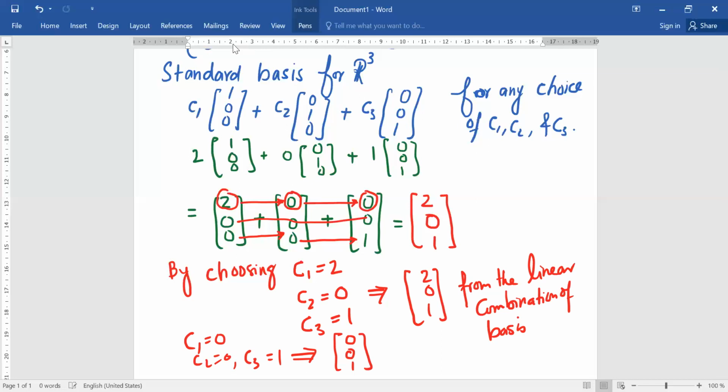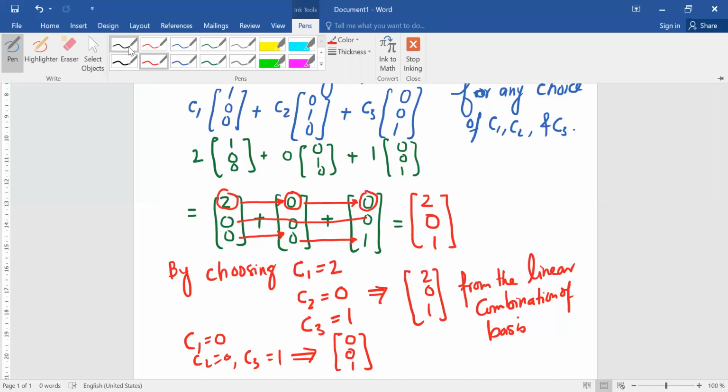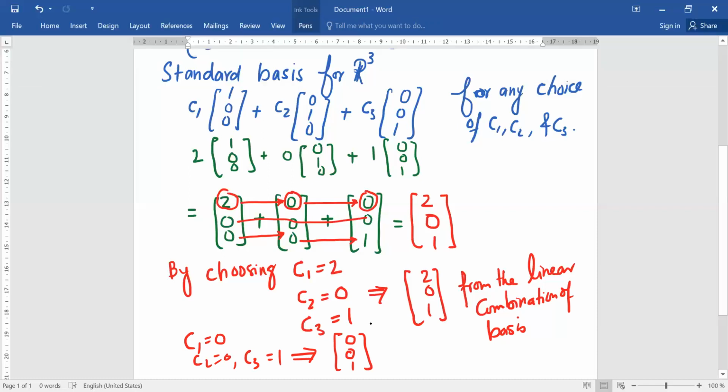So you see, if I just concentrate on what I have done till now, you will see that I'm getting these vectors. This is one vector, this is another vector. By giving different values to C1, C2, and C3, I can come up with many new vectors, and all those vectors are obtained as a linear combination of my standard basis. And that's how I can fill the whole R cube.